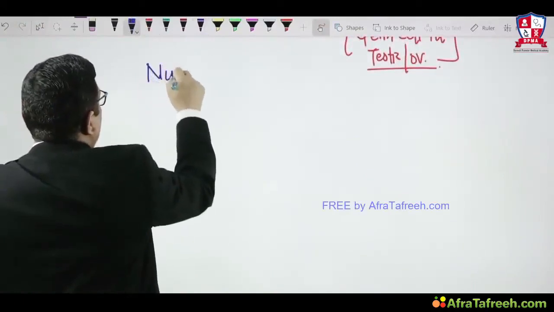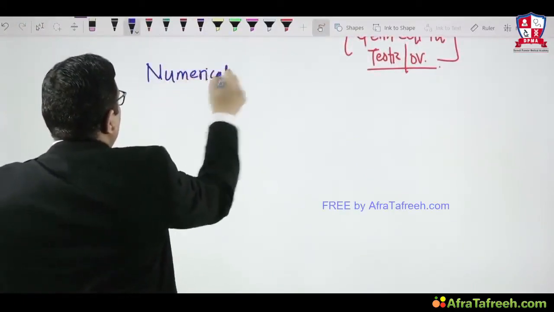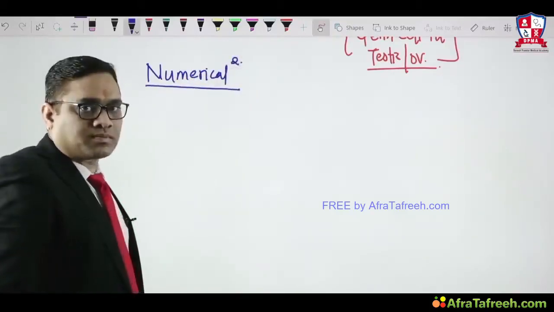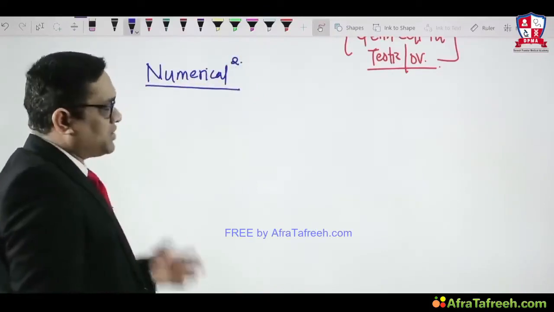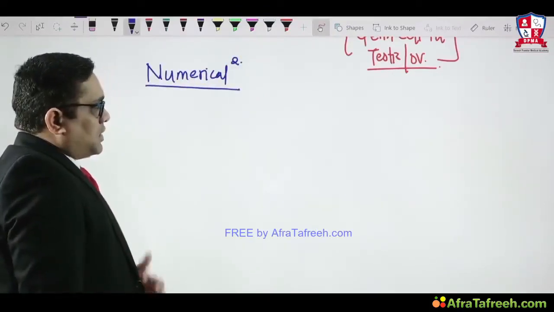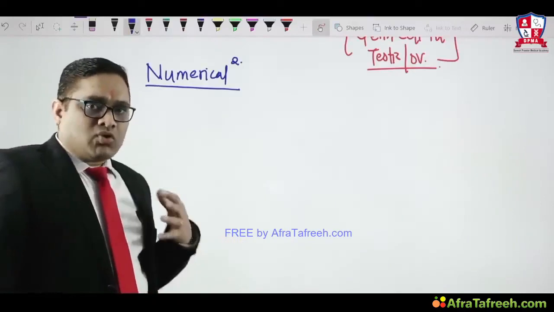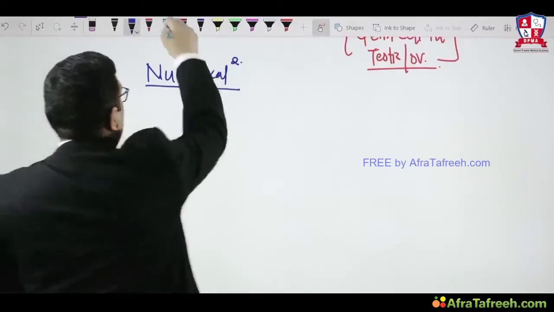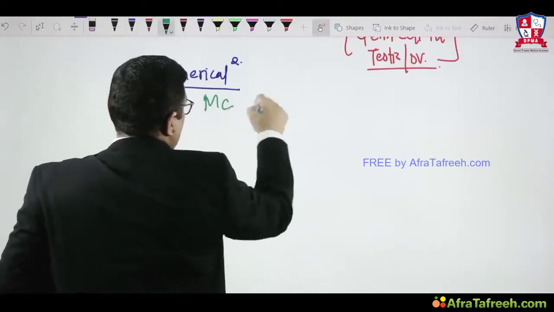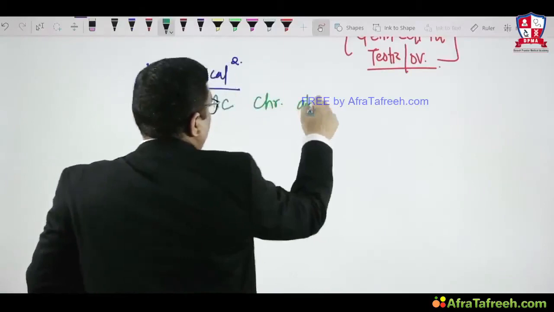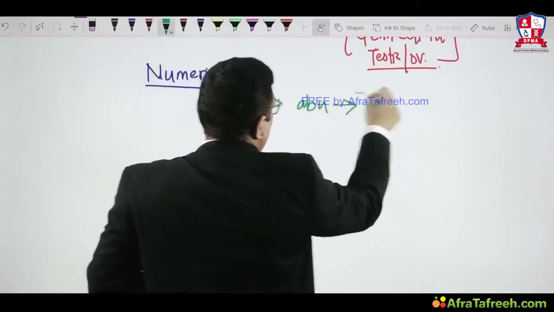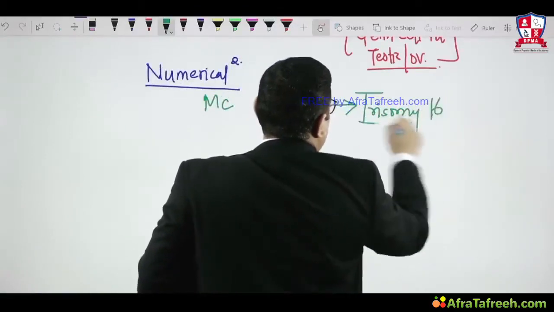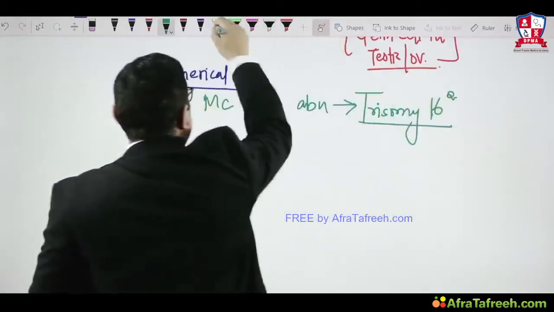Now we are going to see numerical abnormalities of the chromosome. In numerical abnormalities of the chromosome, we should understand a few important things. In karyotyping, what is the most common numerical abnormality in human beings? The most common chromosomal abnormality is trisomy 16. Remember, trisomy 16 is the most common chromosomal abnormality.